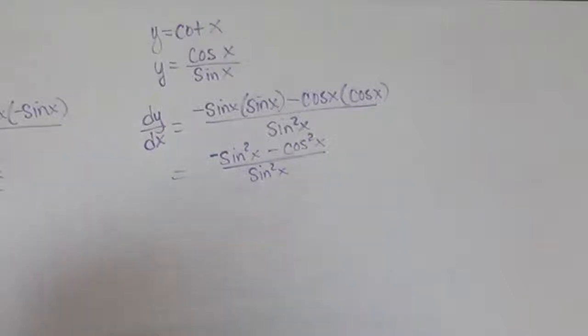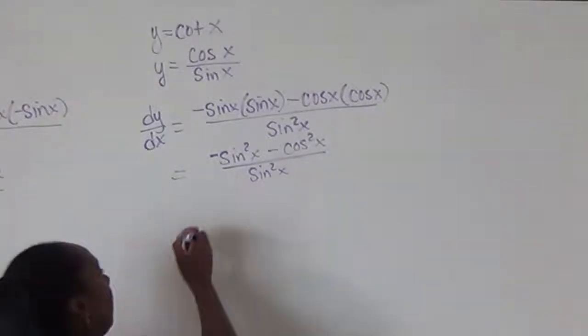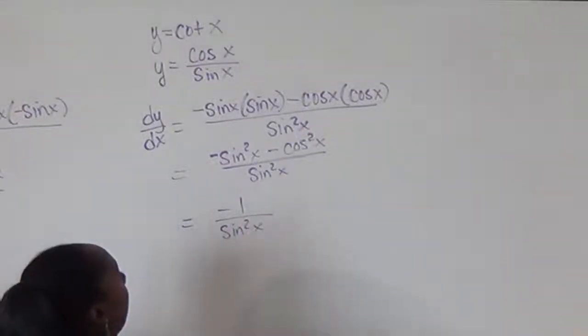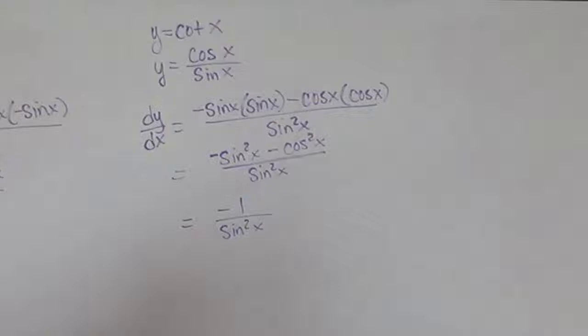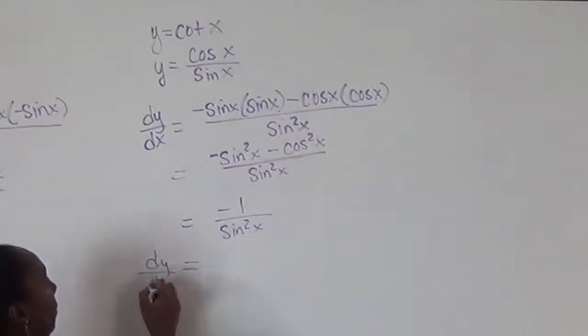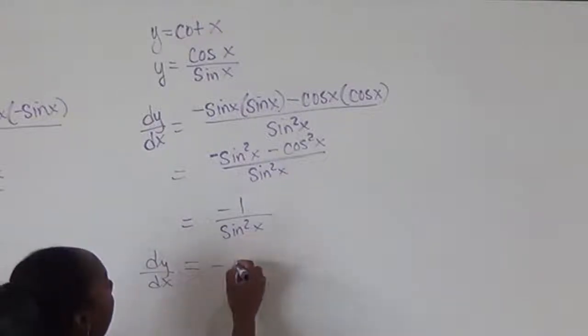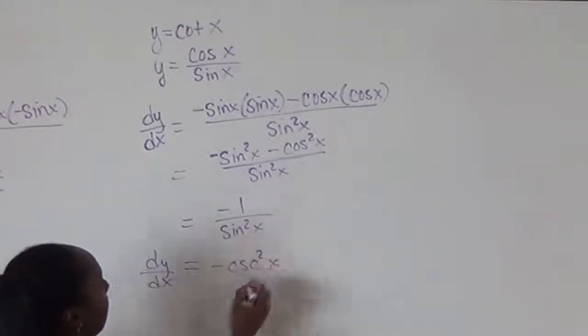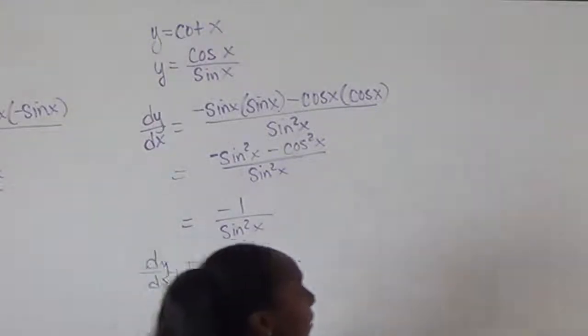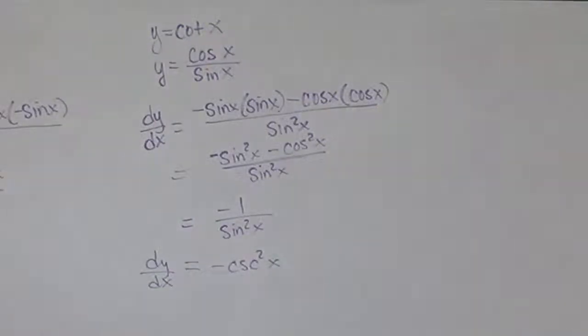Here, be very careful. Some people look at this and say, oh, double angle. No, this is still your Pythagorean identity. It's just you've got to factor the negative 1 out. So from there we can see negative 1 over sine squared x. Again, when we put that back in terms of a basic trig function, we get our negative cosecant squared x.